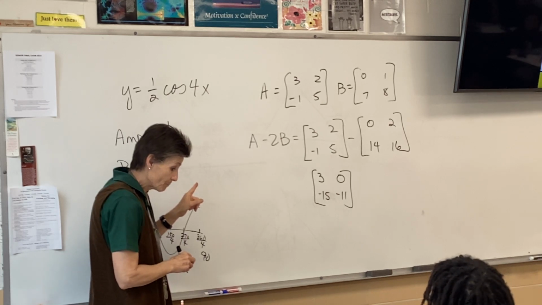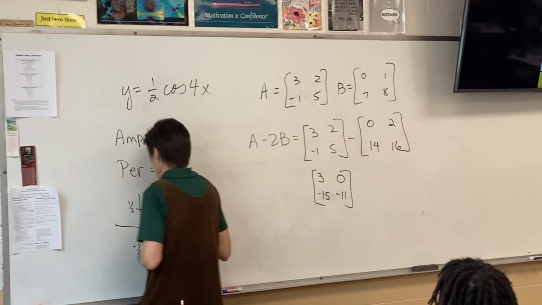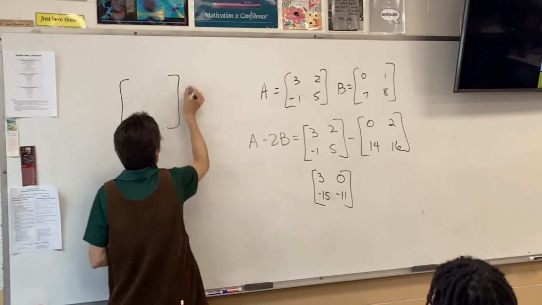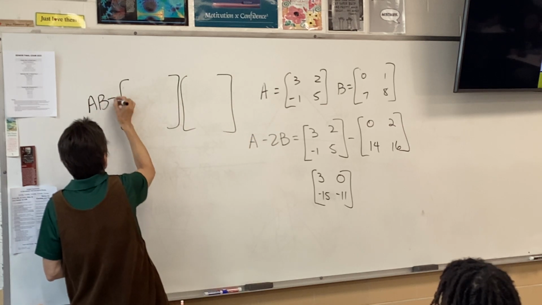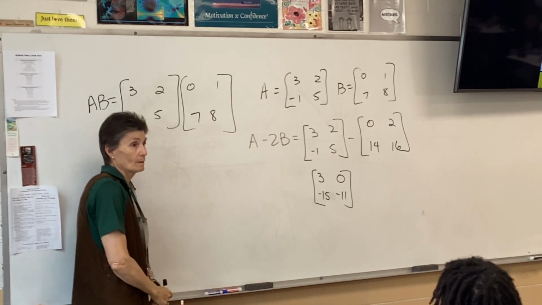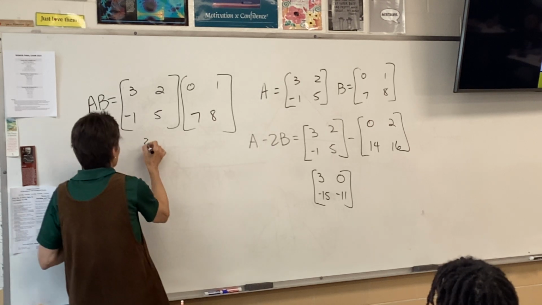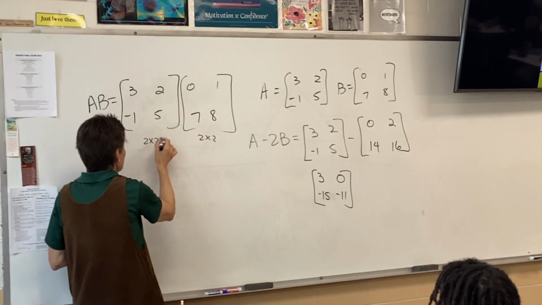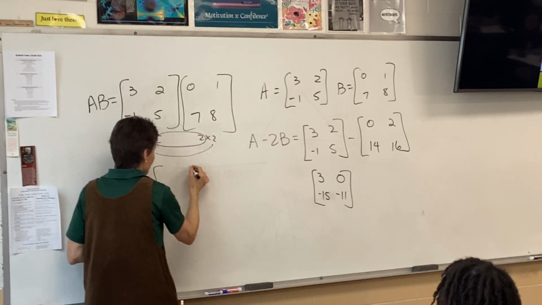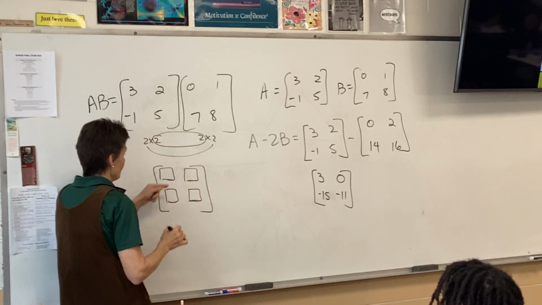Now, you're also going to have to multiply A times B. All right, anybody remember how to do this? We are going to multiply A times B. Anybody remember how to do that? Well, it's a 2 by 2 and a 2 by 2, they're both 2 rows, 2 columns, which means I can do it. Remember, sometimes you can't. And the answer will be a 2 by 2. So I am going to have 4 numbers to fill in, 2 rows, 2 columns.